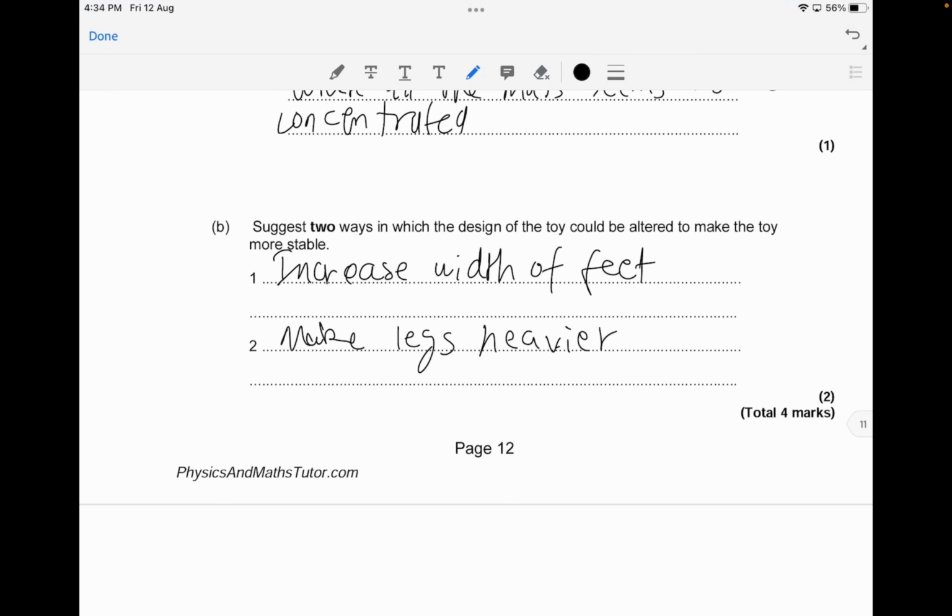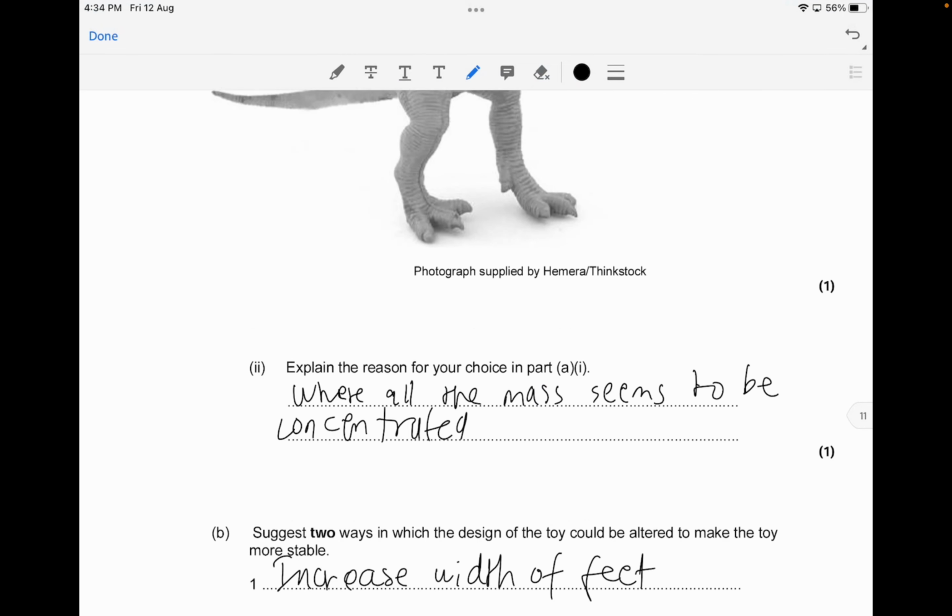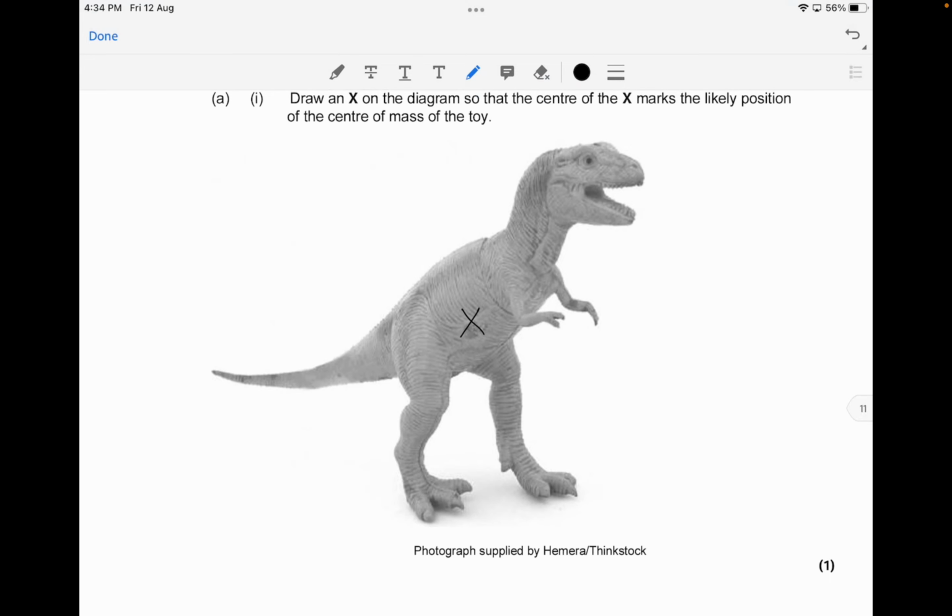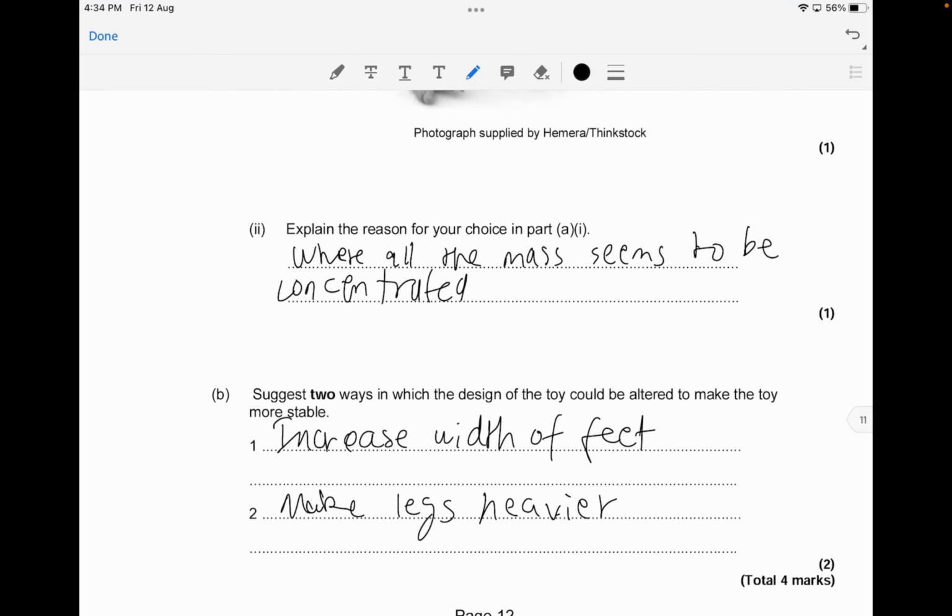You guys can also mention other points as well. You can make the area of the feet base bigger. You can make the tail touch the ground or make the tail longer. Maybe that can help the T-Rex balance better. Alright, let's move on to the next question.